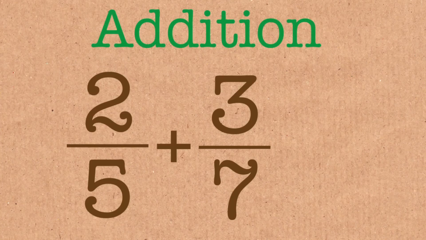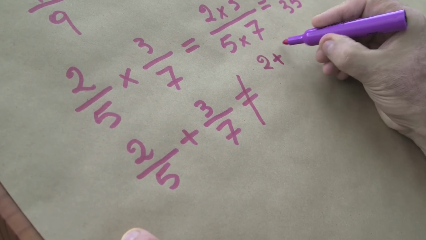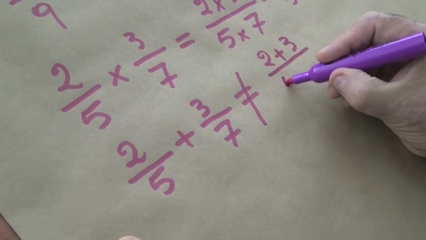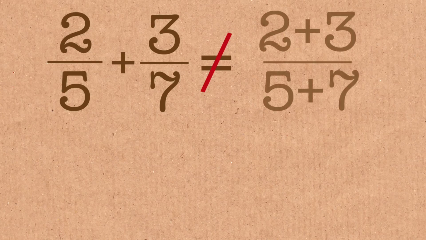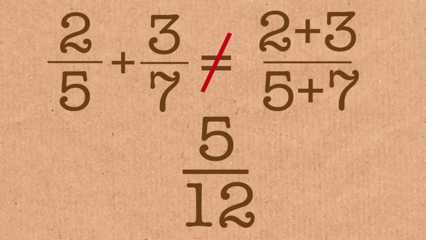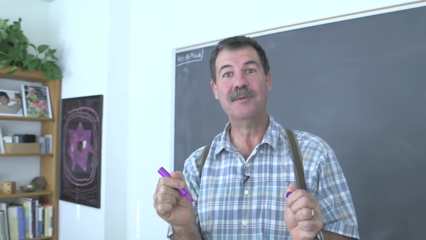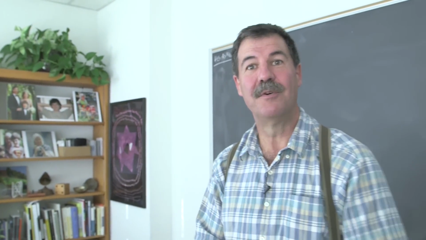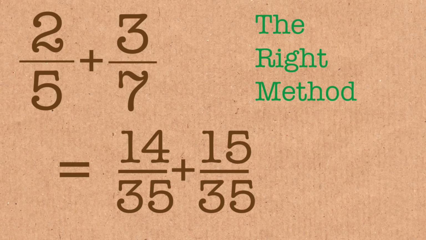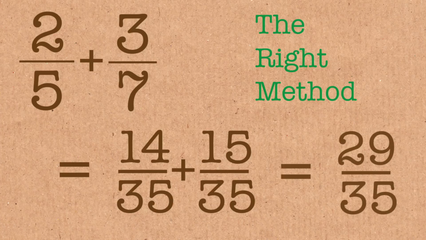However, I don't know if you remember this, but if you want to add them, I'm going to tell you what it is not equal to. I have to put a big not like this. So it is not 2 plus 3 divided by 5 plus 7, 5 over 12. I hope you remember that you're not supposed to do that. And so let me remind you of what you are supposed to do. You're going to reduce them to a common denominator, which in this case will be 5 times 7. I just wanted to remind you of what people told you you should always do.